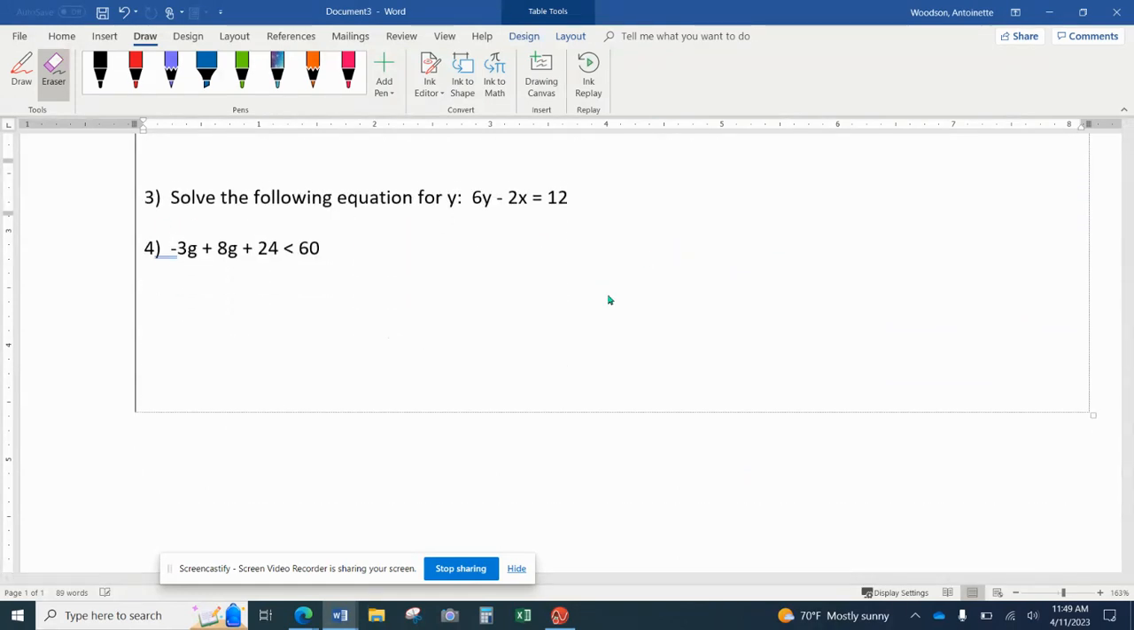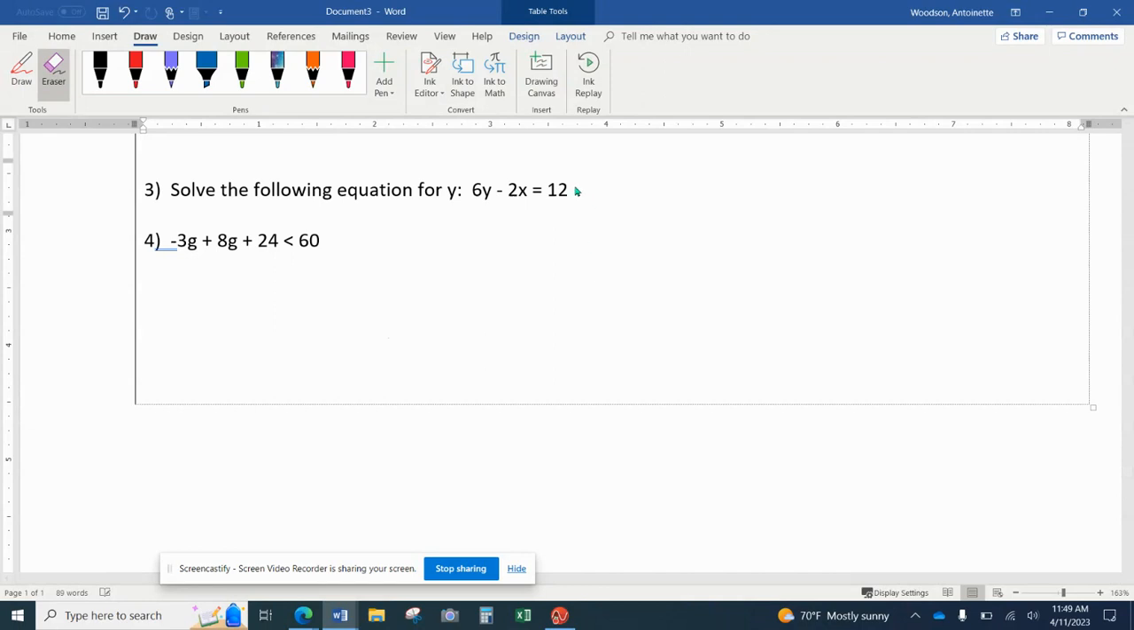Okay, number 3 says solve the following equation for y. 6x subtract 2y equals 12. The first thing I notice is they don't have this in standard form. In standard form, the x comes first, right? But I don't have to change it, but I'll show you more than one way.